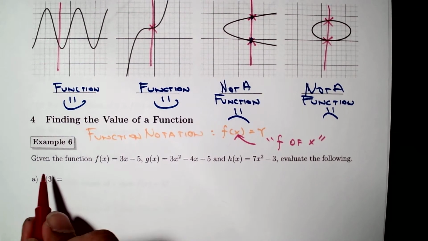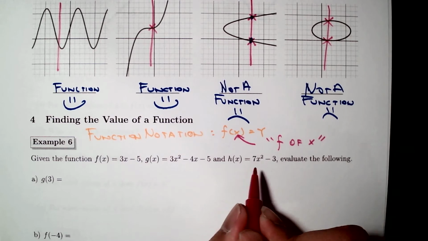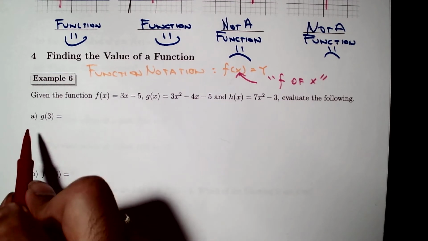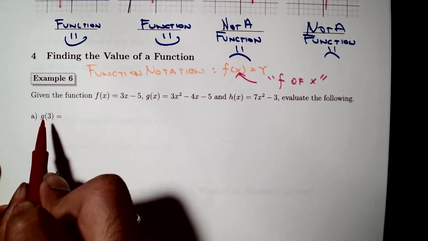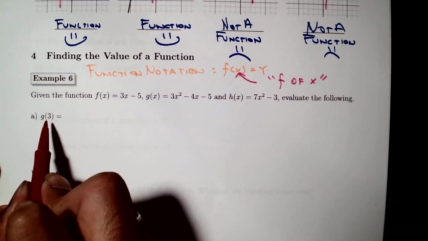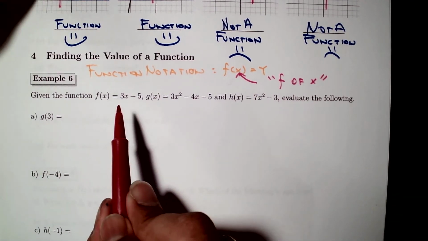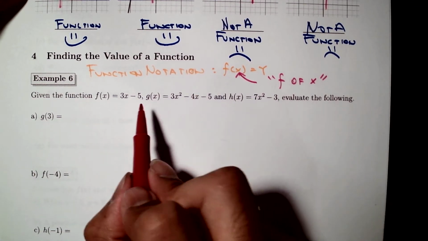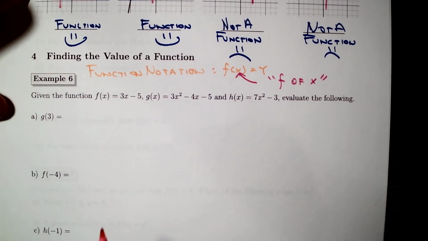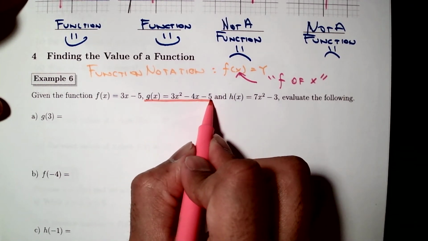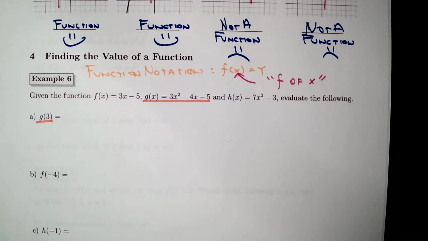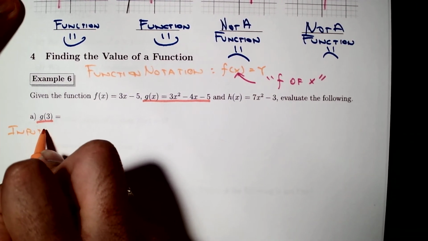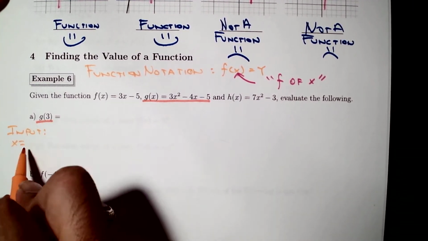Okay, so let's see. Given these three functions we already read, evaluate each of the following. We need to be very careful when we look at the question. For example, they're asking us for g of 3. What are they asking us here? We need to be careful when choosing the correct function. This is calling for the g function, right? In which the input is x equals 3.